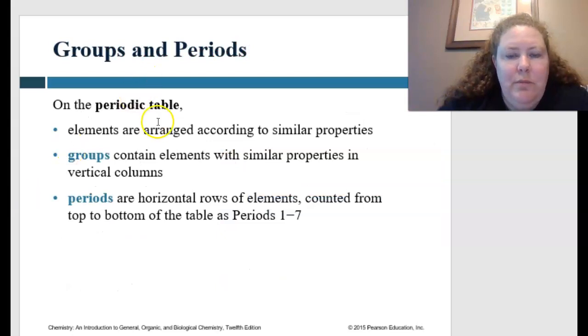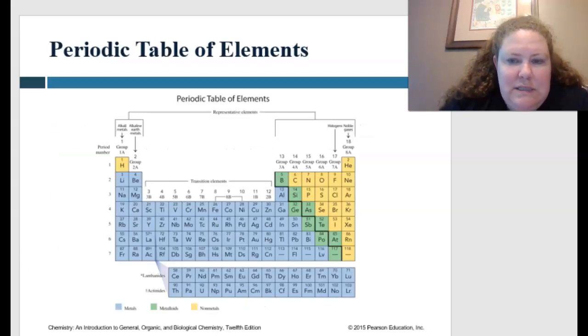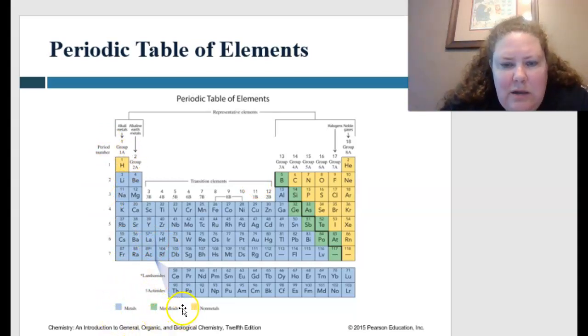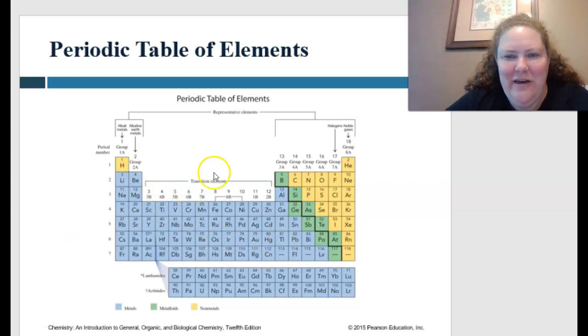On the periodic table, the elements are arranged according to if they have similar properties or not. So the groups contain elements with similar properties in vertical columns, where periods are horizontal rows of elements, and they're counted from the top to the bottom of the table as periods 1 through 7. So we can see here that we have groups, and then we have periods here. You can see that the blues are metals, the greens are metalloids, and then the yellows are non-metals. Okay, so that's how they are grouped, and it actually is pretty cool when you learn how to use the table.